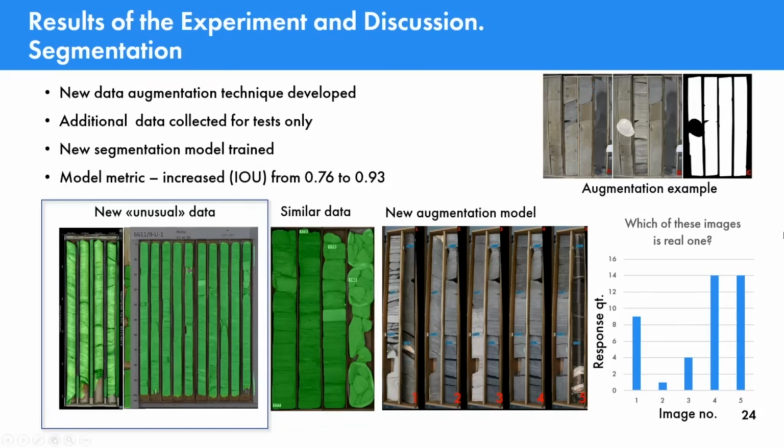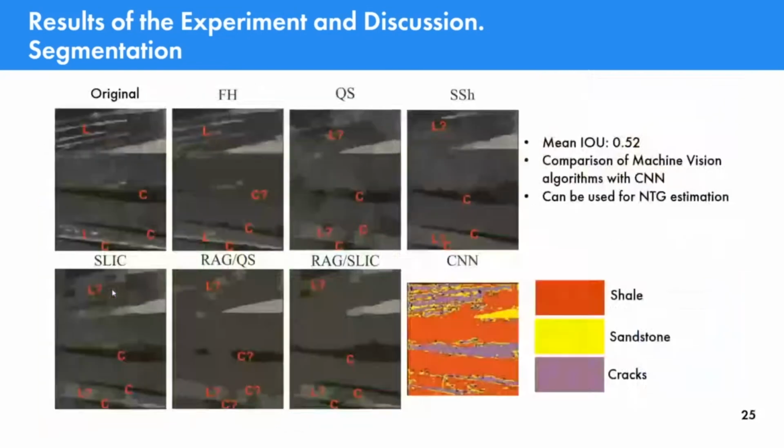We also made a questionnaire in social networks and showed several types of augmented images together with the real one, and asked people to detect which one of these is the real one. And as could be seen, not all of them answered correctly. So even a human may mix the images, and the right answer here is number 4. Such an approach allowed us to increase the mean intersection over union from 0.66 to 0.93. These metrics were gained on the new data, which wasn't shown to the algorithm before.